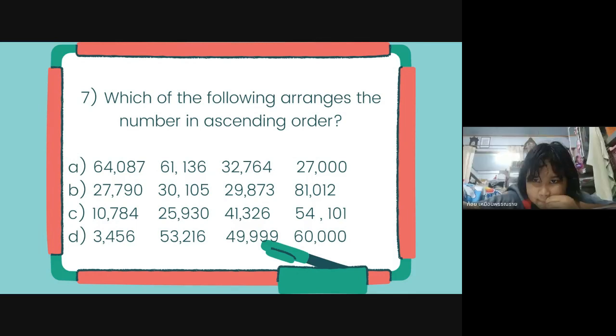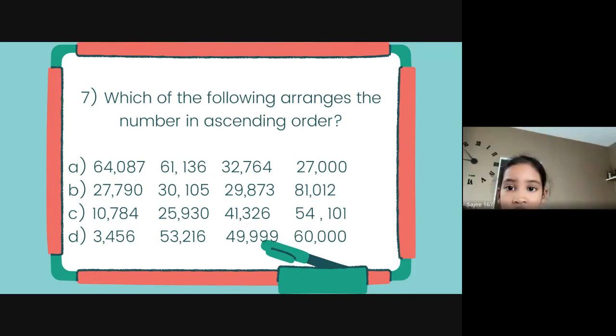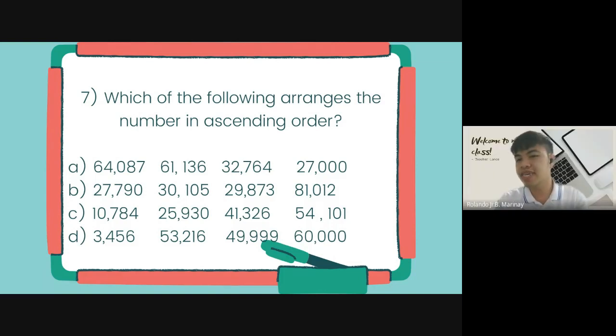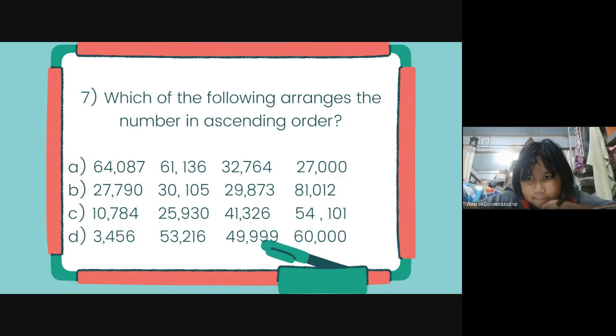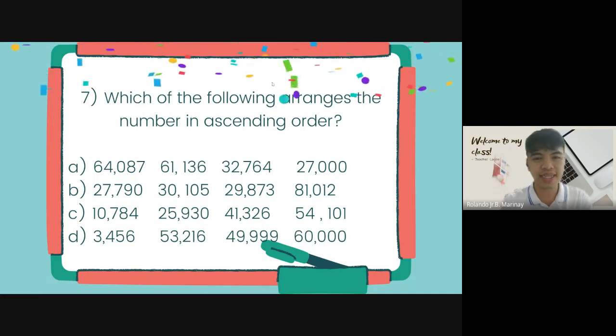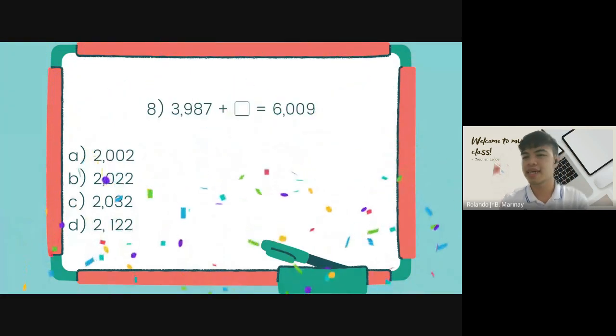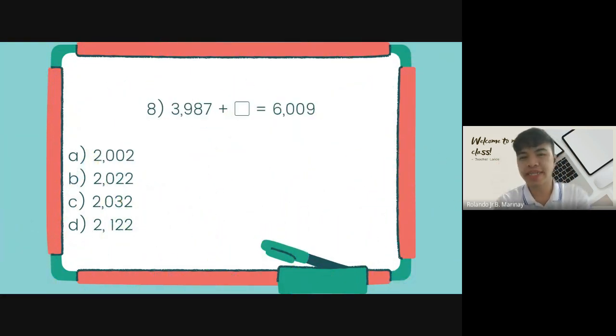B. C. Okay, who said C? Okay, very good. That is letter C. Can you follow? Okay. Number 8.